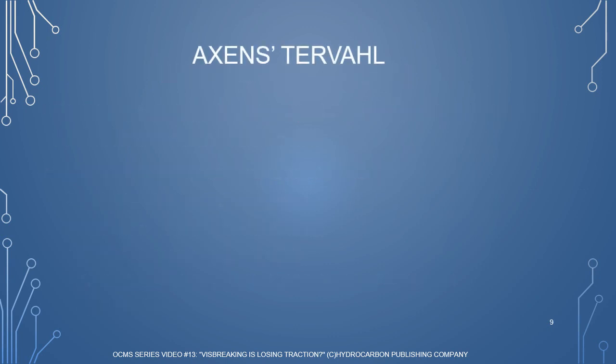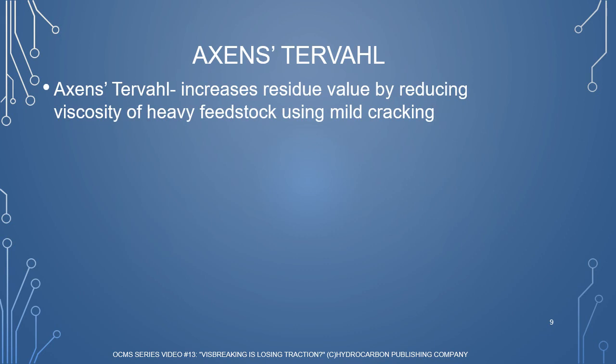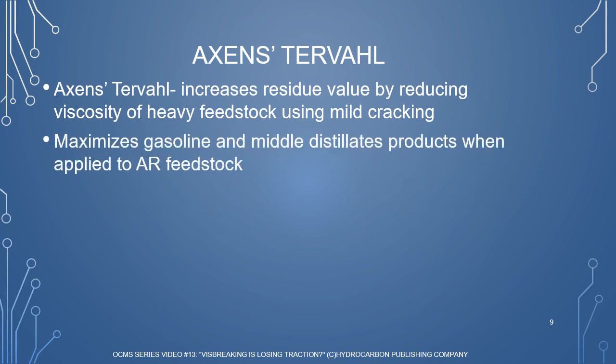Axens' proprietary visbreaking technology is called Terval. In general, this process increases the residue value by reducing the viscosity of the heavy feedstock by mild cracking. Terval maximizes gasoline and middle distillate products when applied to atmospheric residue feedstocks, with consideration for the residual fuel oil specifications for viscosity and stability.